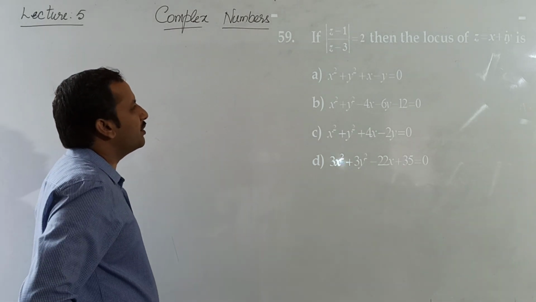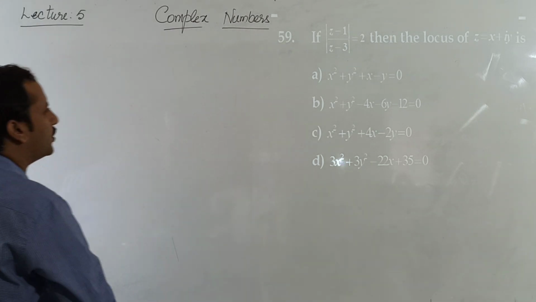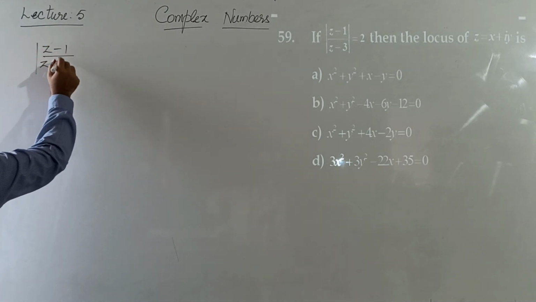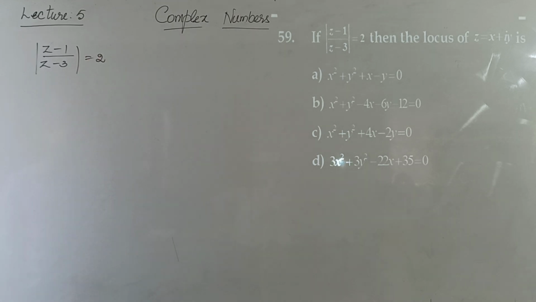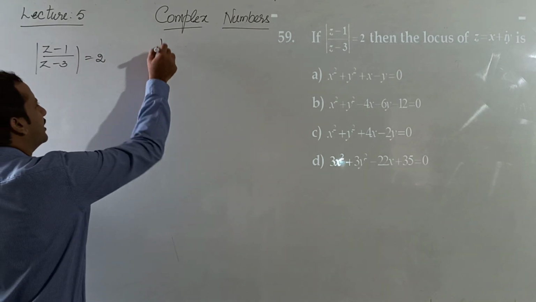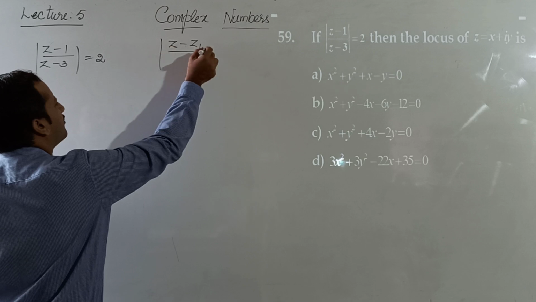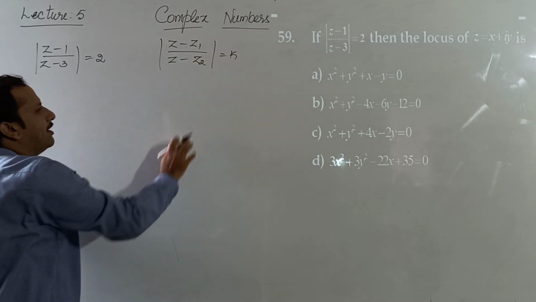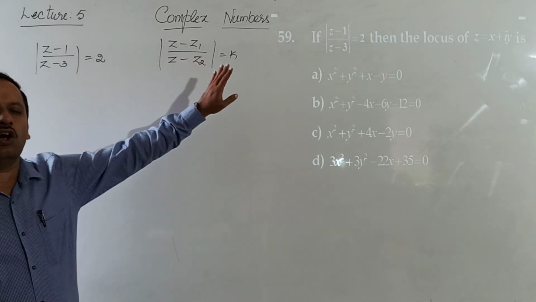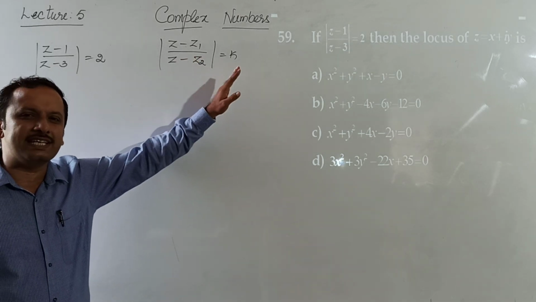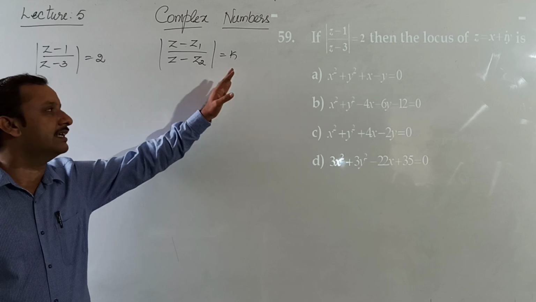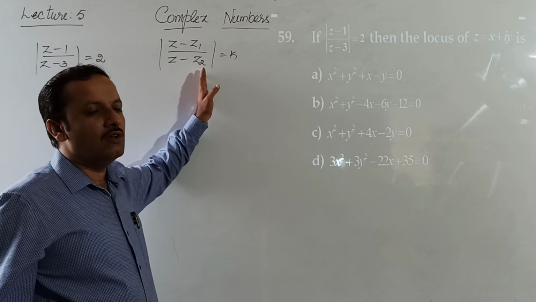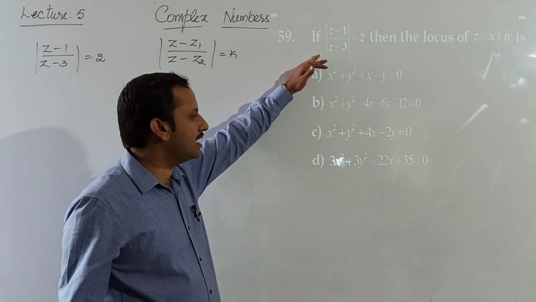Modulus of (z minus 1) by (z minus 3) is equal to 2. Then the locus of z equal to x plus iy is? See here, you can compare this with mod of (z minus z1) by (z minus z2) is equal to k. When k is equal to 1, it represents the perpendicular bisector. When k is not equal to 1, it represents a circle. We know that this represents a circle.